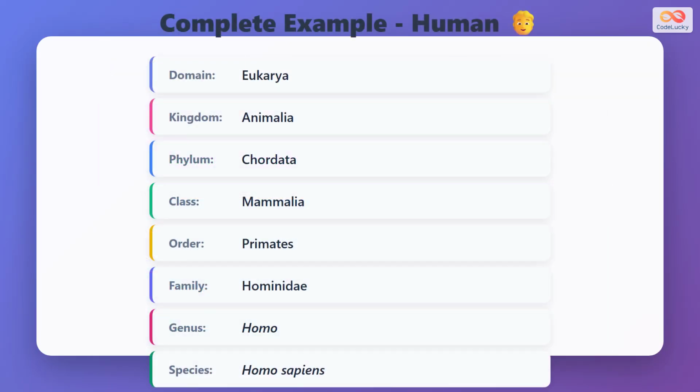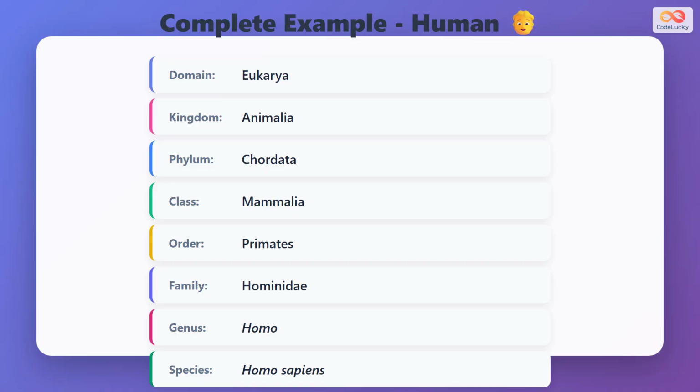Let's see how all these levels work together by classifying humans. We start at domain Eukarya because our cells have nuclei. Moving down to kingdom Animalia, since we're multicellular organisms that consume food. Our phylum is Chordata because we have a backbone. Class Mammalia because we're warm-blooded and nurse our young. Order Primates groups us with monkeys and apes. Family Hominidae includes the great apes. Our genus is Homo, and our species is Homo sapiens, wise man.